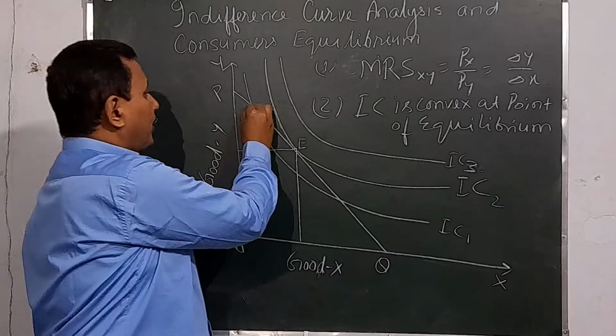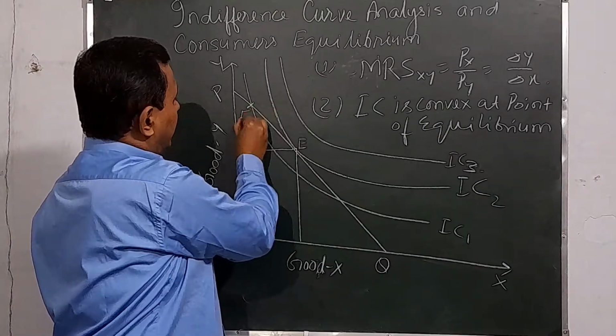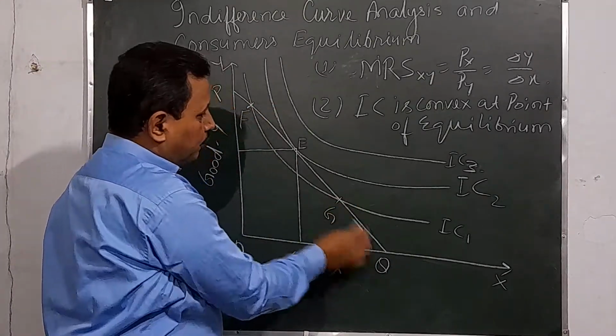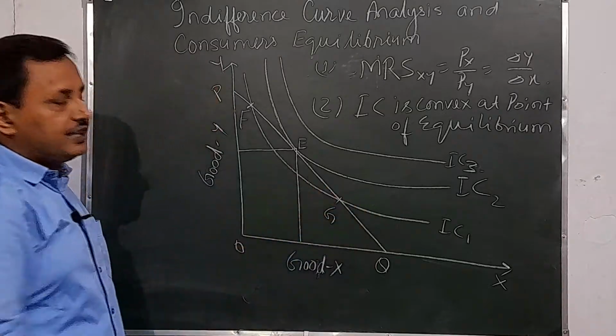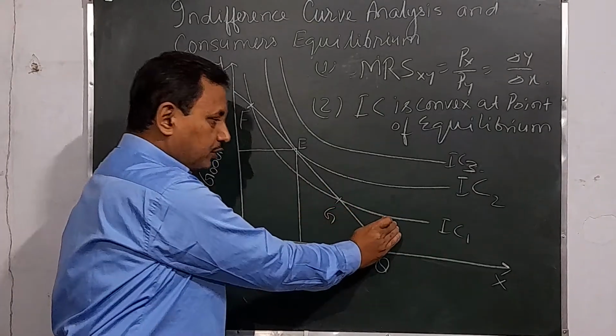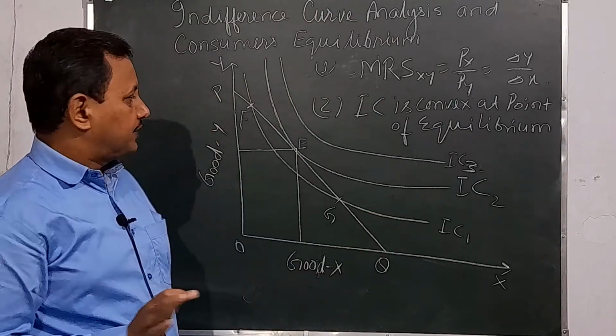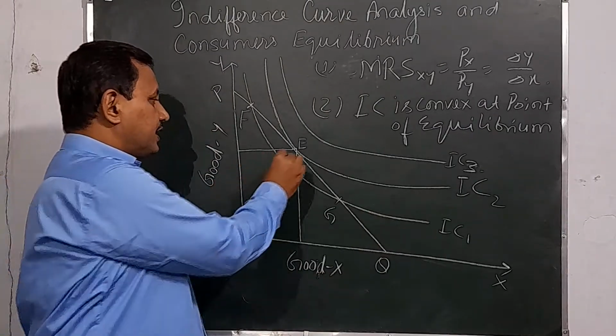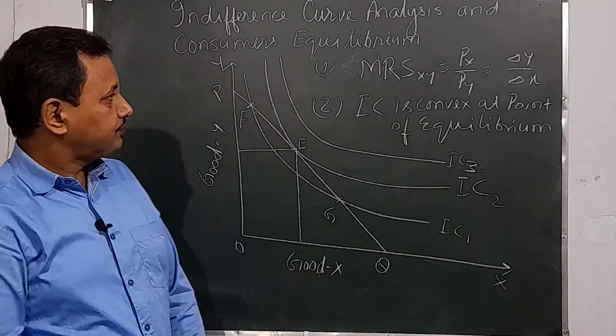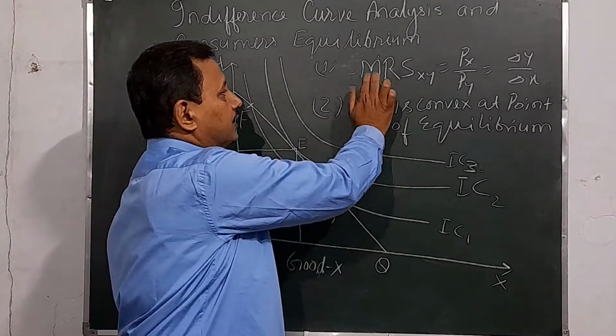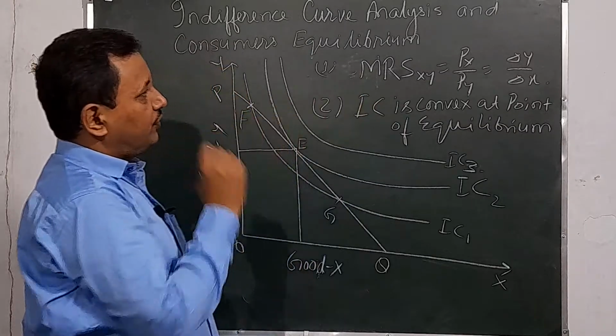There are two points, say F and G, both on the budget line as well as on an indifference curve, but these points are on the lower indifference curve, therefore they are related with a lower level of satisfaction. So the consumer will reach equilibrium only at point E. So this is the rationale of the first condition of equilibrium.